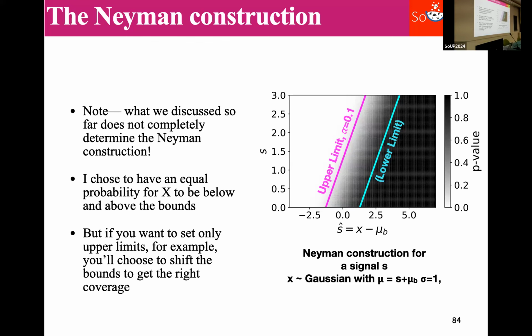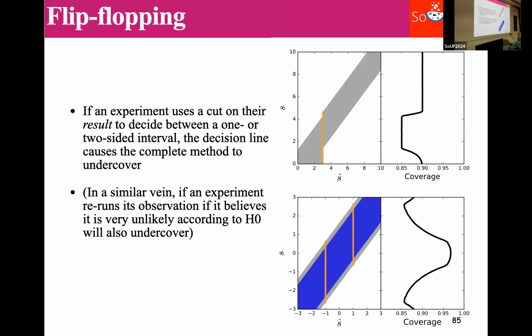And the reason why we like this is because we want to avoid something that is called flip-flopping, which is that if you have one Neyman construction, you have coverage. However, if you have two Neyman constructions, you no longer have coverage if you're switching between them based on what your data says. So this is an example here.